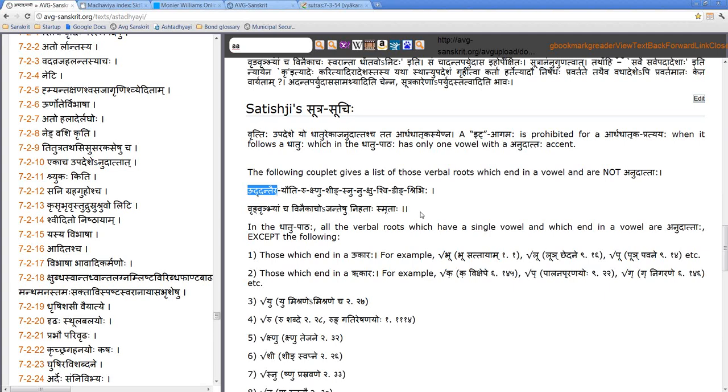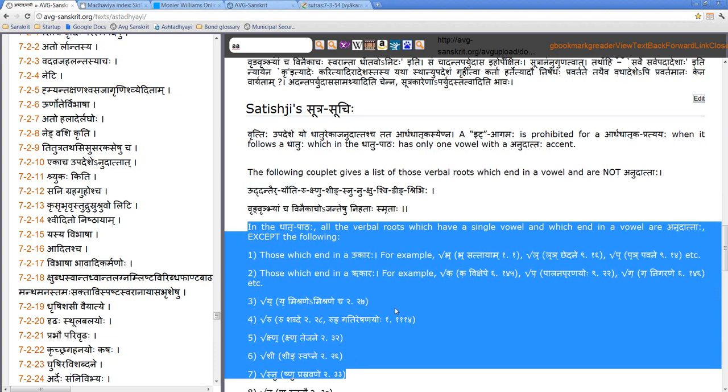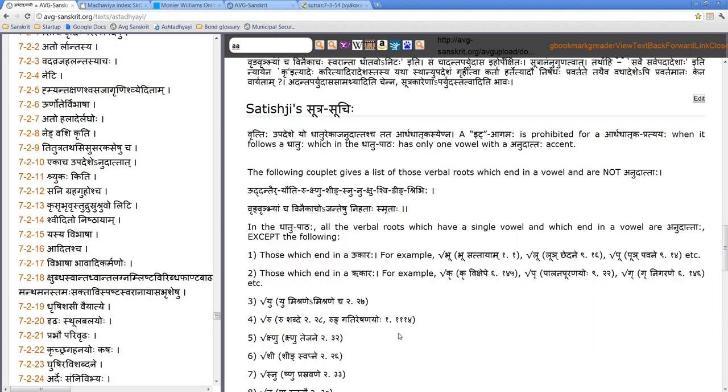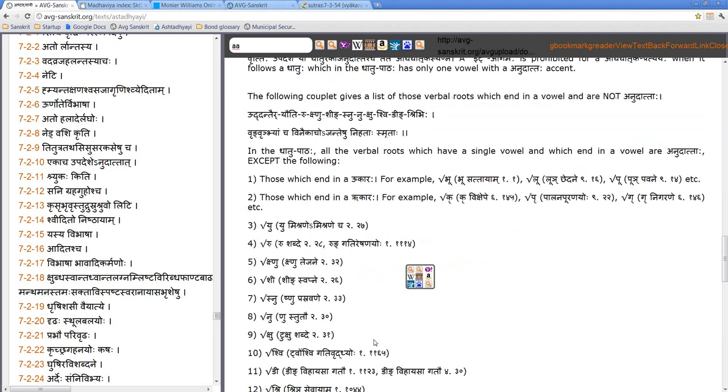So this is a list which gives the exceptions, the list of those dhatus which end in a vowel, which are udattaha. So that's udru. Let's take them step by step now. So I've put everything here in this Ashtadhyayi page. So you can look at this list at your own convenience after, for homework. Please go through this list very carefully. Keep it by your side.